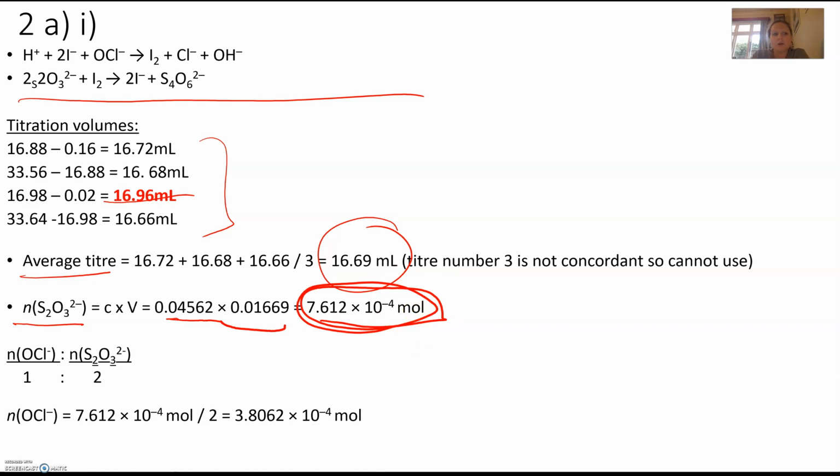Now what we can actually do here is you can see that 1 OCl- produces 1 iodine, and 1 iodine reacts with 2 thiosulfate. So if we just want to compare these two, it's a 1:2 ratio. So it's 1 OCl- for every 2 thiosulfate. So therefore we've got the number of moles of thiosulfate. So therefore we can actually just divide it by 2 to get the number of moles of OCl-, because remember, you cover up the one you're looking for, and so that has to be timesed out up here. And so this is the number of moles of OCl-.